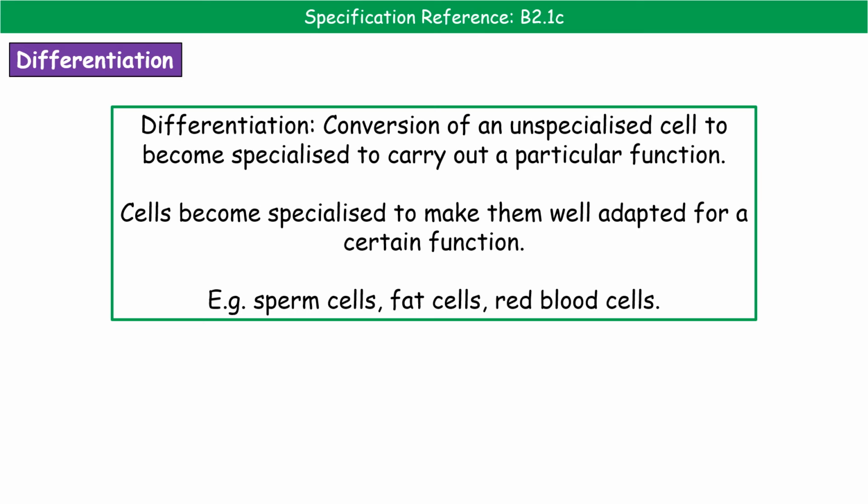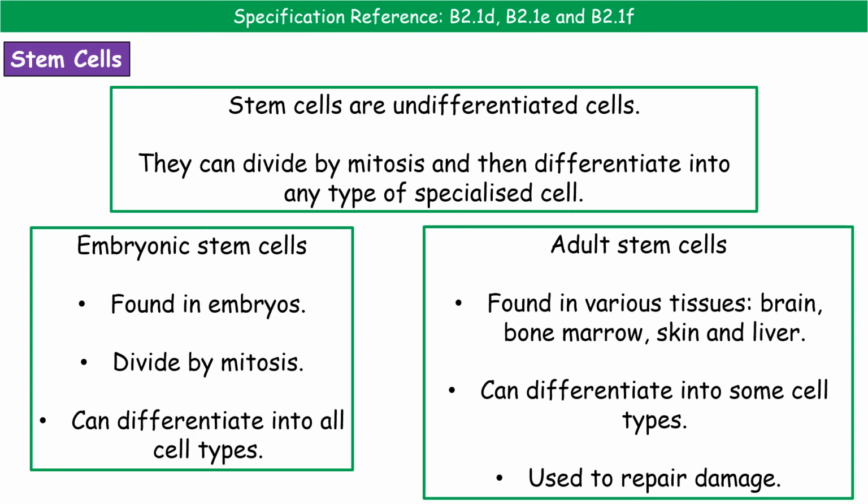And the reason that we do this in organisms is it makes them well adapted for that function. So good examples here are your sperm cells, the fat cells, the red blood cells, and we've had a look at some of these key features in other sections of the course. That brings us really nicely onto stem cells.